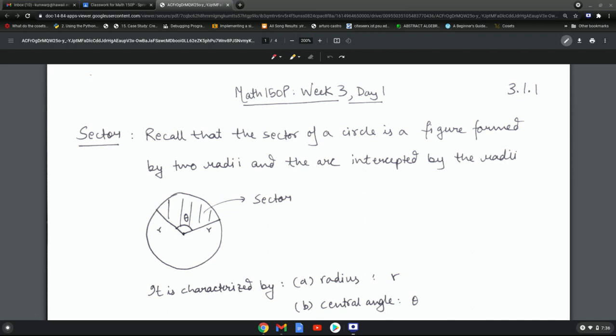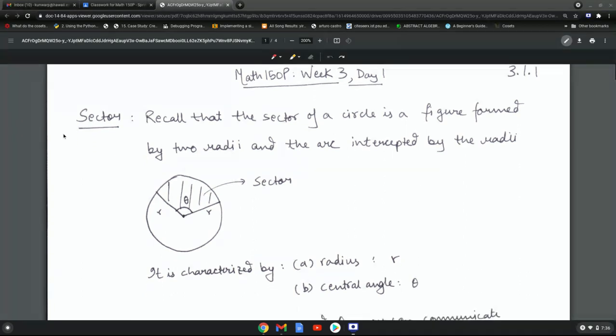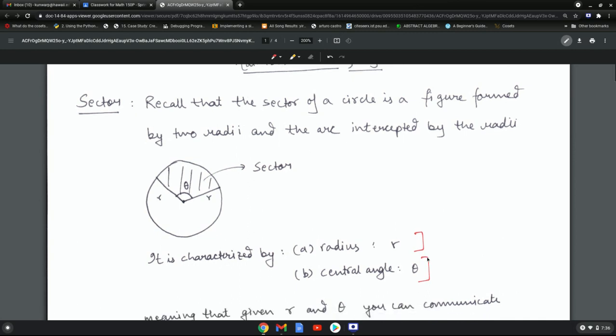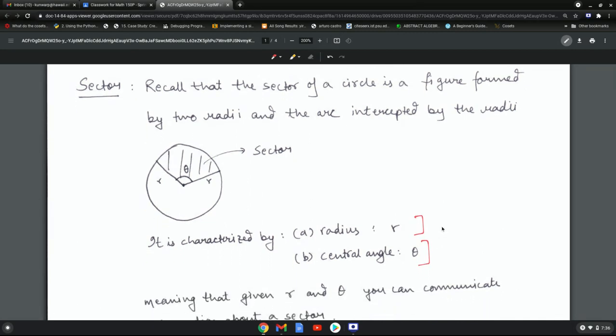Recall that the sector of a circle is a figure formed by two radii and the arc intercepted by the radii. Here in this diagram, the shaded region is a sector. So there are two characteristic features for a sector. What it means for something to be characterized by is, let's say you are on the phone and you're trying to communicate information about a shape.